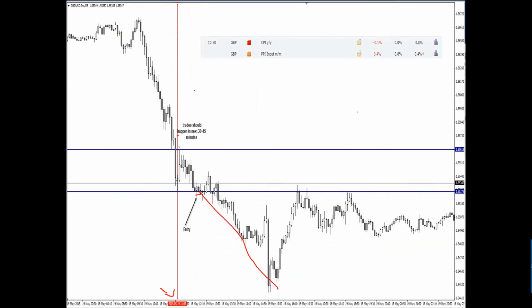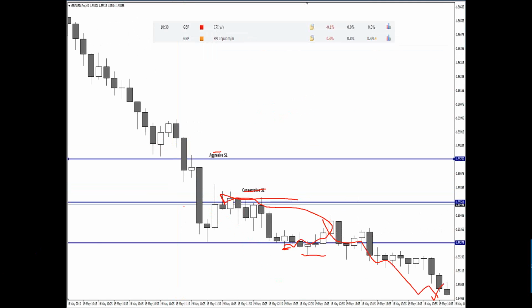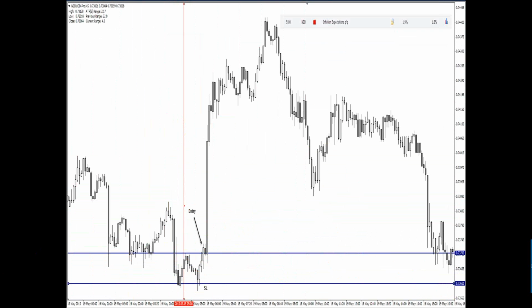In the next 30 to 45 minutes, you should look for entries. Let's see New Zealand dollar. Yes, once the setup candle is broken, you go short and long. If you're not sure, you look for a breakout in the news direction.